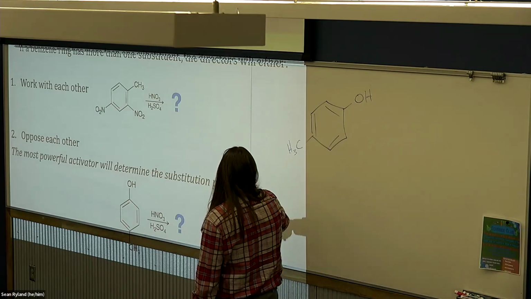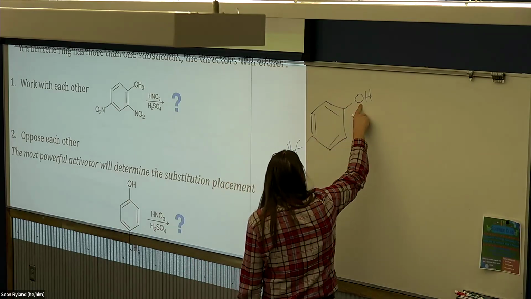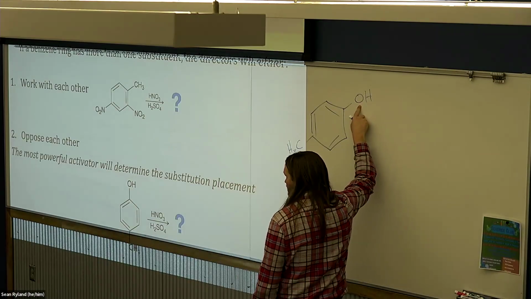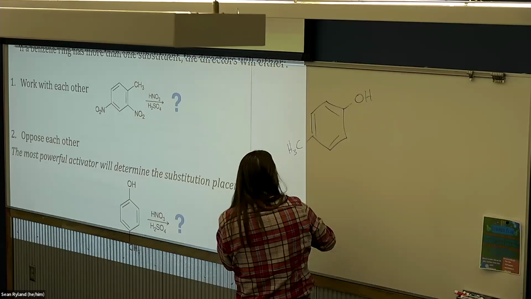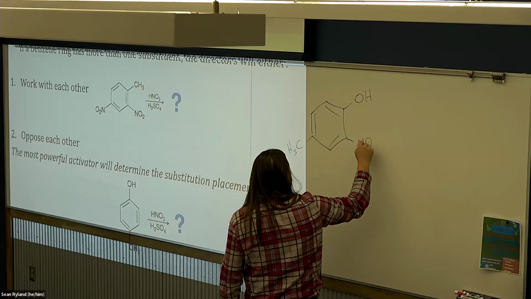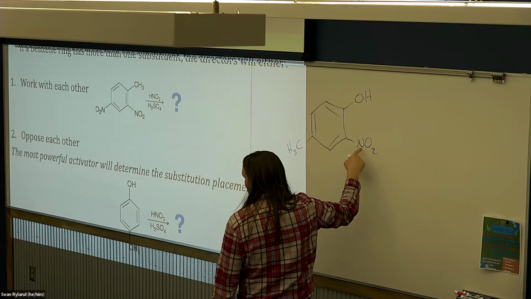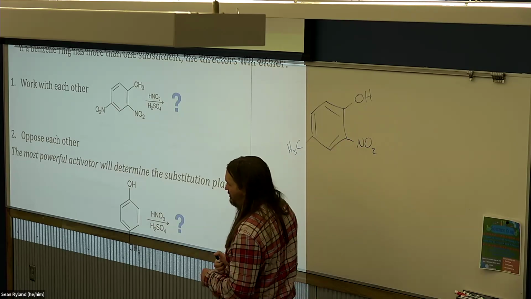So if we're trying to add a nitro group, strongly donating is strongly activating, which means OP. It can't go in the para position because there's already something there. So in this case, it would have to go in the ortho position.